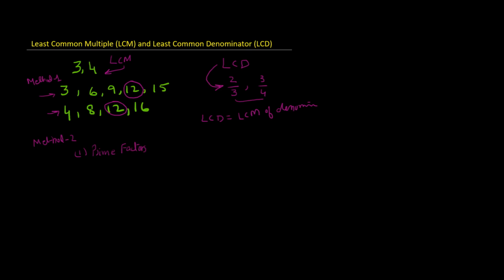So this is step 1. Let's find the prime factors of 3 and 4. The prime factors of 3 are 3 multiplied by 1. This is the prime factorization of 3. And what are the prime factors of 4? The prime factors of 4 are 2 multiplied by 2 multiplied by 1. So these are the prime factors of 4.